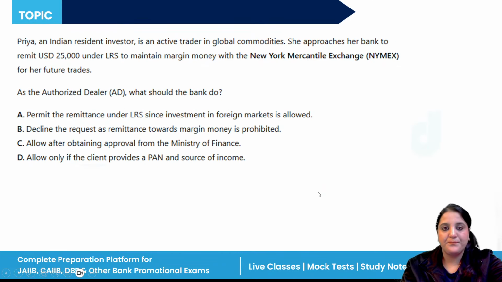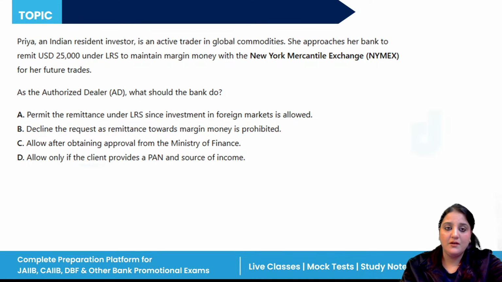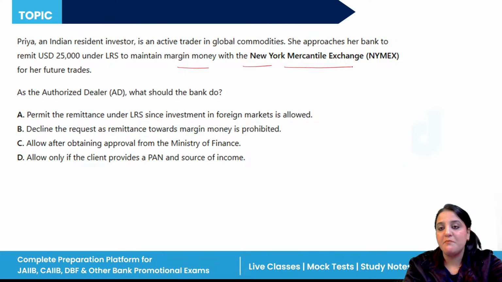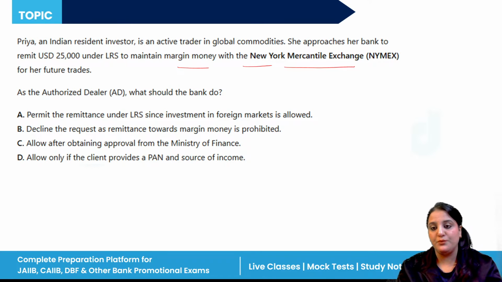Next question. I hope that this is clear. Priya, who is an Indian resident investor, is an active trader in global commodities. She approaches her bank to remit $25,000 under LRS to maintain the margin money with the New York Mercantile Exchange for her future trade. So as per the authorized dealer, what should the bank do?